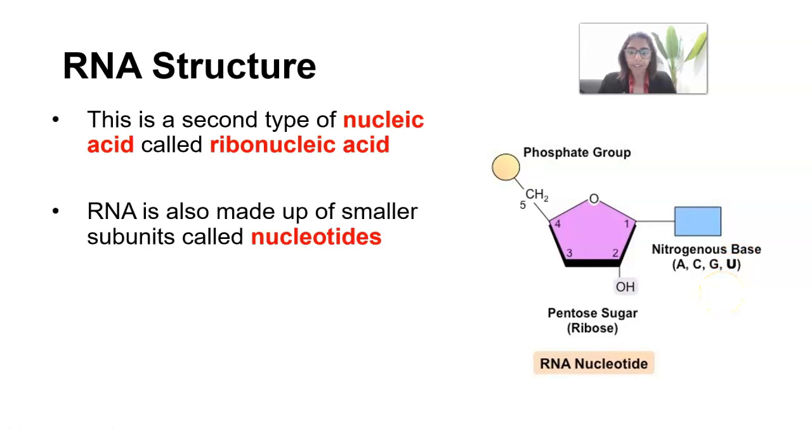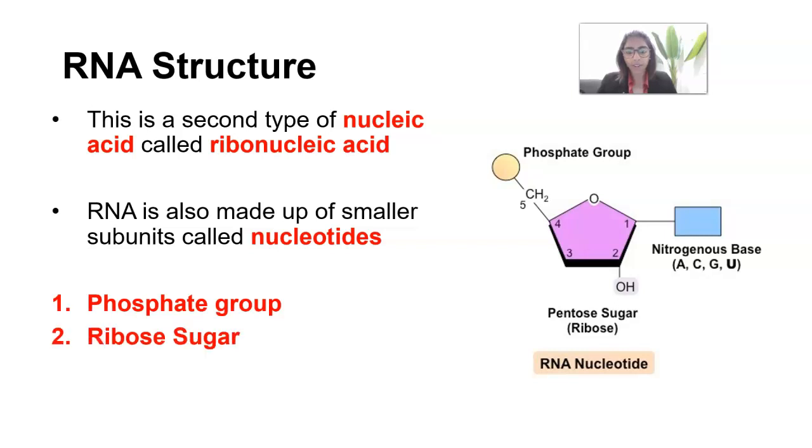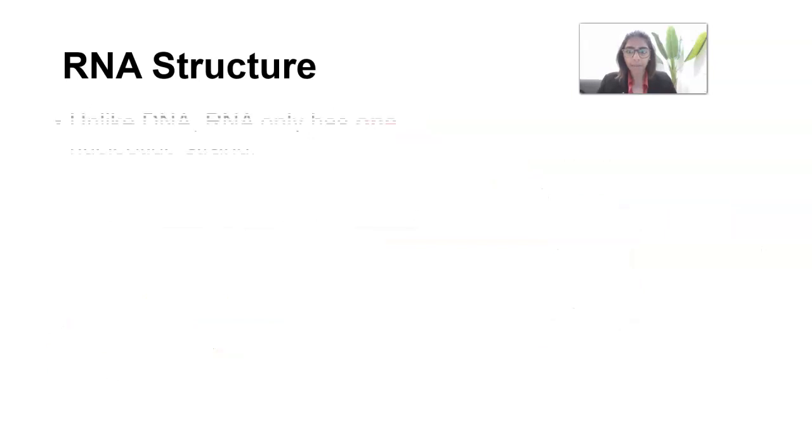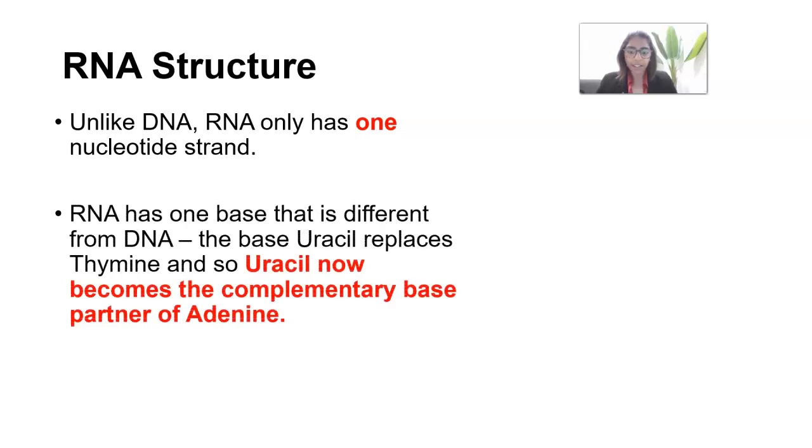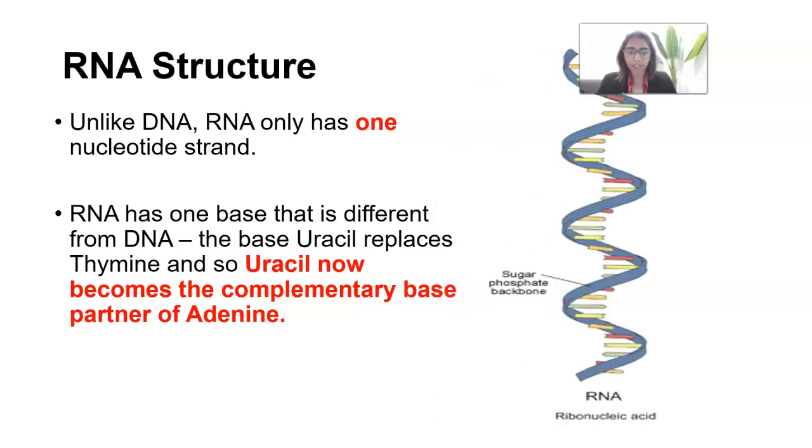So just to recap, RNA is a type of nucleic acid. It is made up of repeating units called nucleotides, which have a phosphate group, a ribose sugar, and one of 4 different bases. Now, unlike DNA, RNA is single-stranded, and the complementary partner to adenine is going to be uracil. And here in this diagram, we can see that although it's single-stranded, it's very similar to DNA in the fact that it winds up into a helical structure, but in this case, it's a single helix instead of the double helix that we see with DNA.